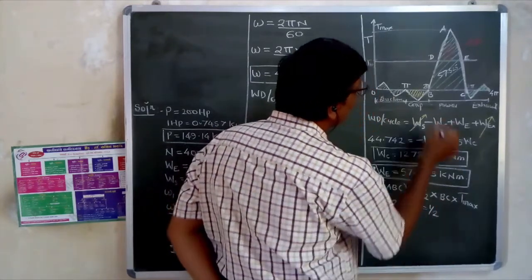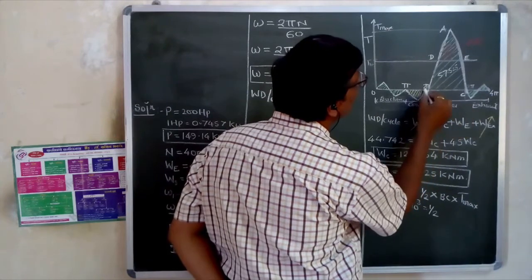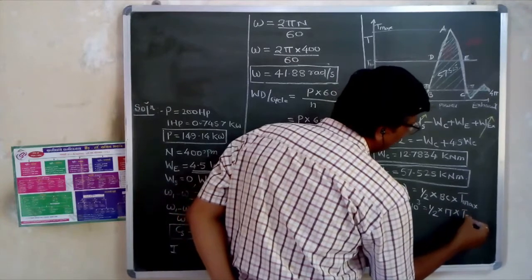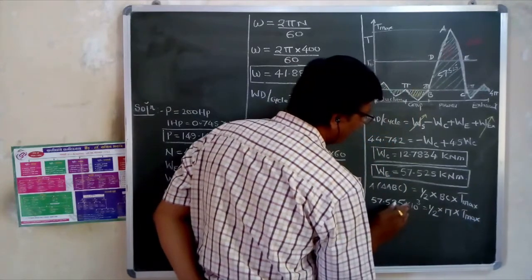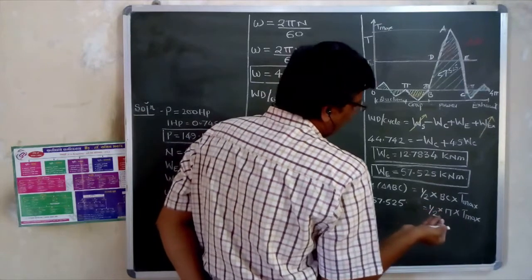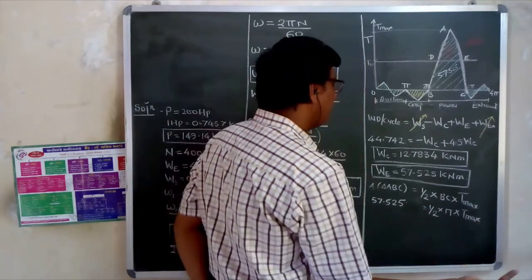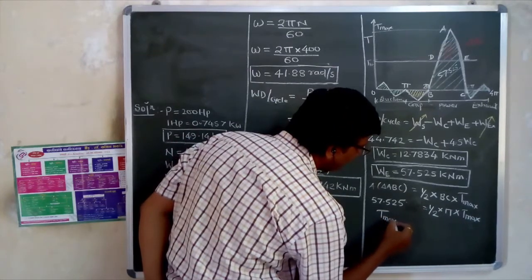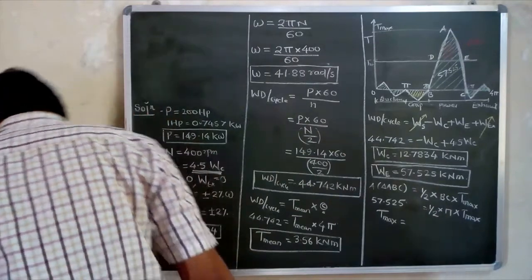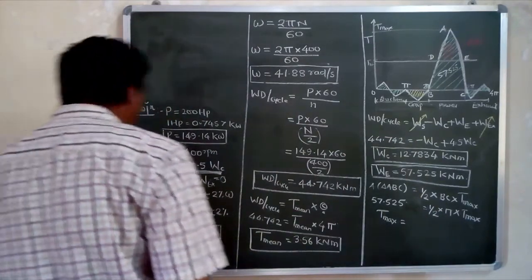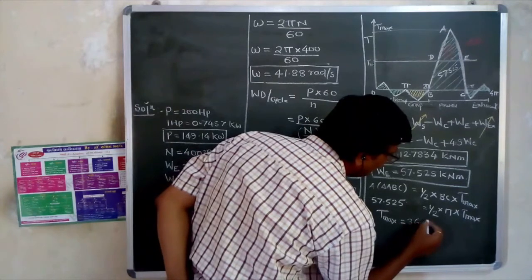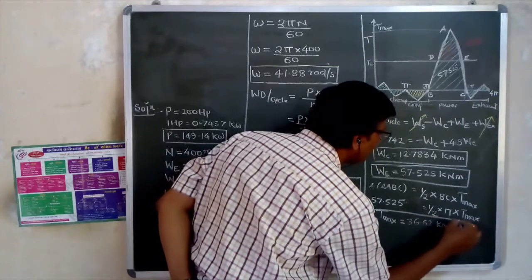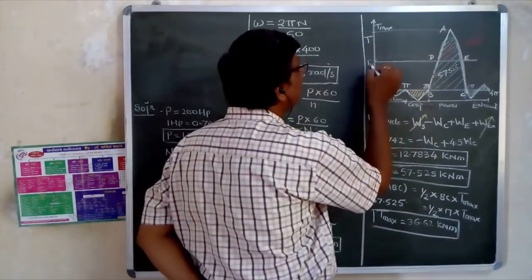I can write that is equal to half of. Now what is the BC? BC is nothing but 2 pi to 3 pi. That means 1 pi into pi into T max. So you will get T max in kilonewton meter. Okay. So from that you will get T max. What is the T max now? The T max is getting here as 36.62 kilonewton meter.